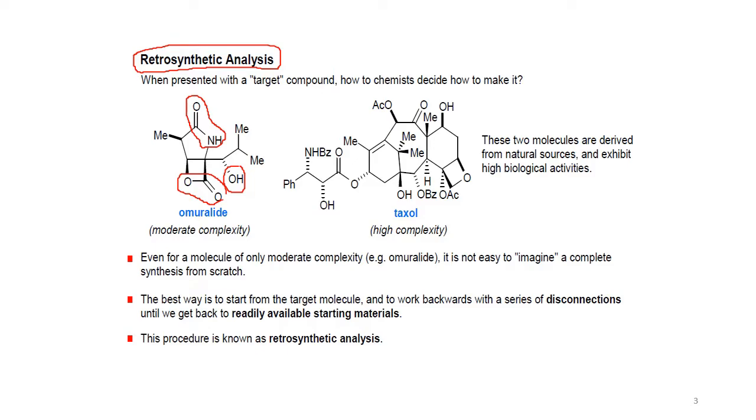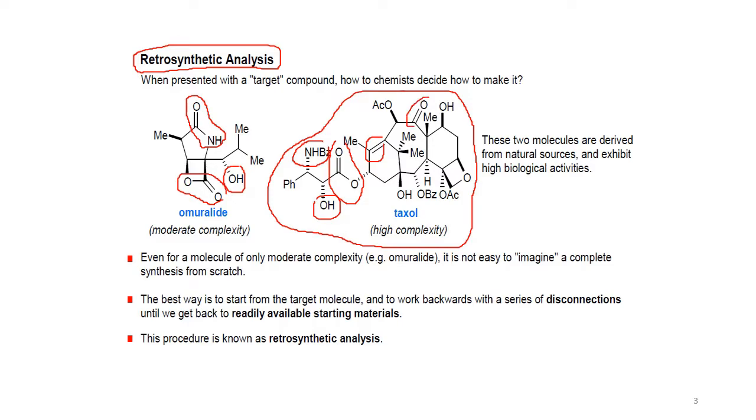Another second compound is taxol. Taxol has higher complexity compared to formaldehyde due to the presence of more functional groups in the compound. In this case, you can see alcohol, you can see amine, you can see ester, you can see a double bond here, and then you can see a ketone. Then you can also see a heterocyclic compound. These two molecules are derived from natural sources and also exhibit high biological activity.